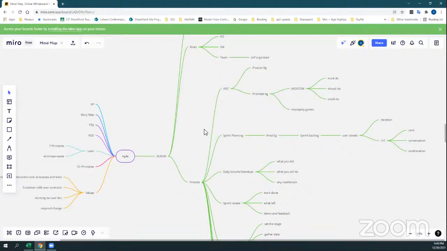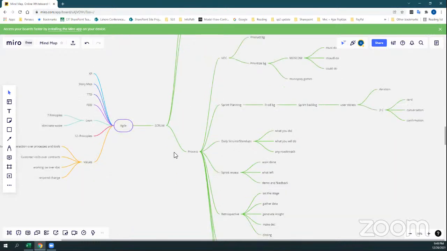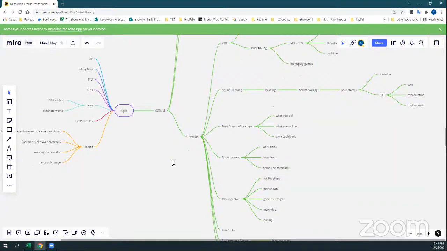Processes in Agile: we manage the product backlog, then we come to sprint planning, in which, based on the prioritization, we manage the sprint backlog and create user stories based on their priorities. It has its own iterations and consists of three concepts: card, conversation, and confirmation. In the sprint, we hold daily stand-up meetings, which cover what we did yesterday, what we are going to do, and any blockers.